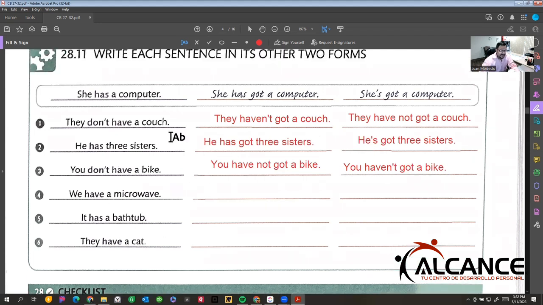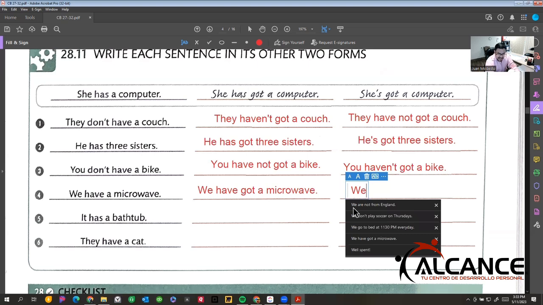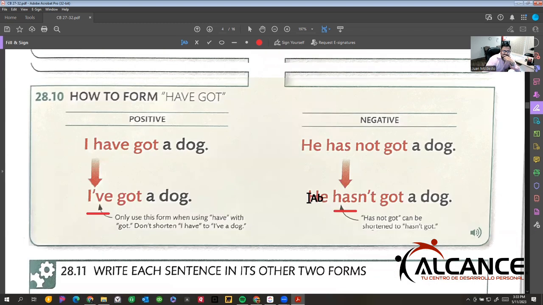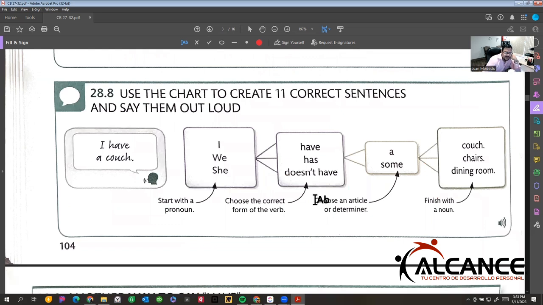We just follow this one here. Haven't. We have. We have got a microwave. Okay. The contraction, right? We've got a microwave. Got it? We just do the contraction on this one. Okay. That's all we do on that one.